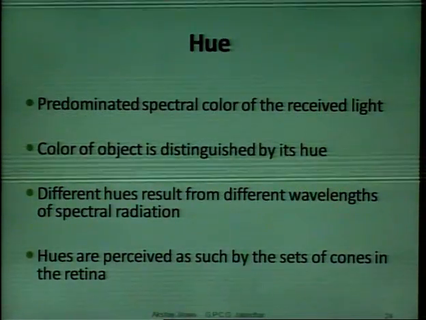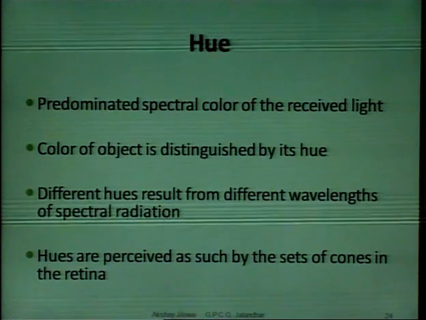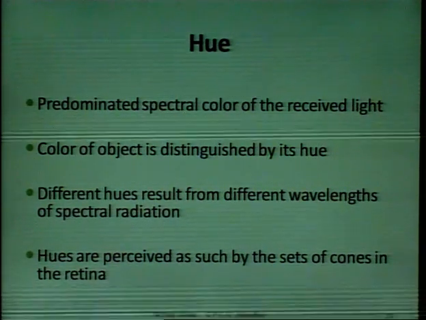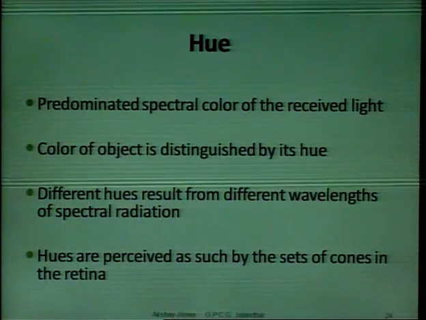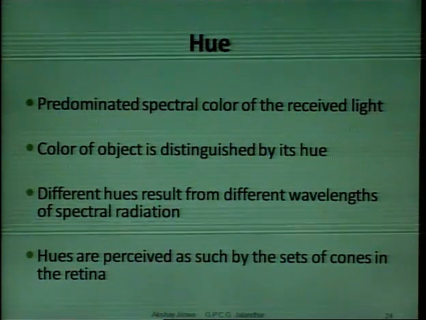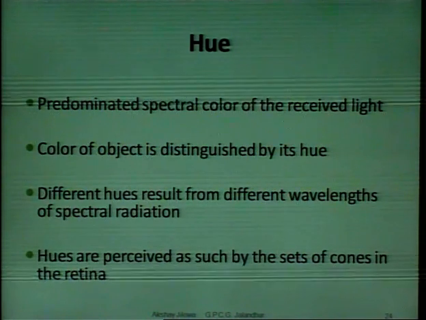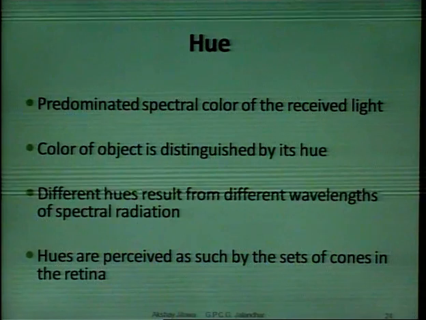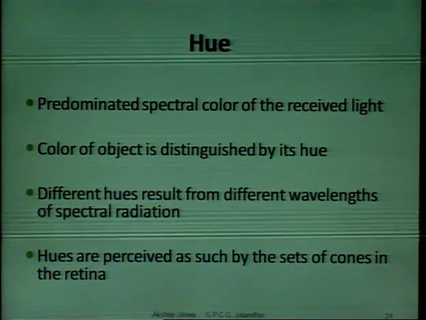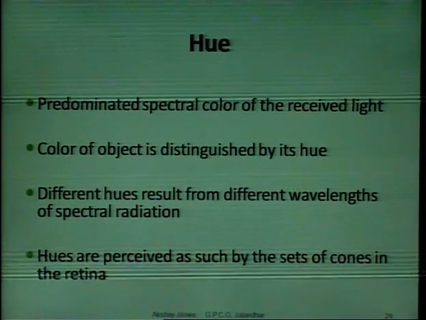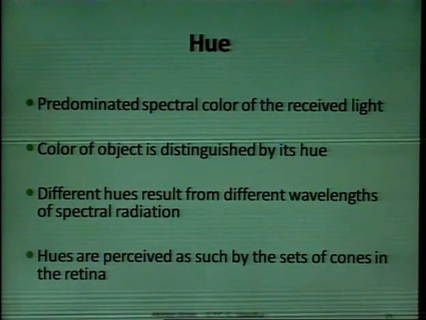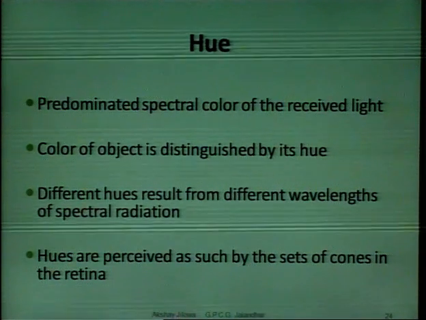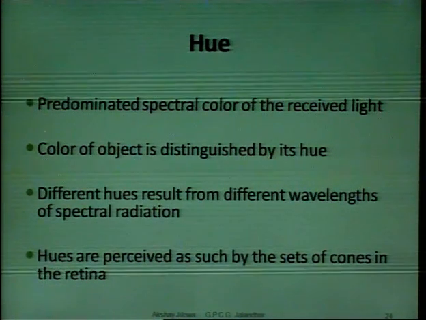Next is hue. This is very important. It is the predominant spectral color of received light. Whatever light we receive, what is predominant in that? That spectral color which is predominating is the hue of that color. The color of an object is distinguished by its hue. Any color is distinguished by its hue. We also call it tint. Different hues result from different wavelengths of spectral radiation.